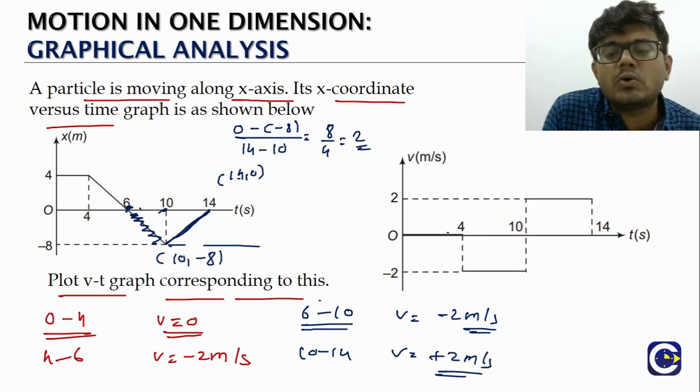Look at this, 0 to 4. It is 0. Then 4 to 10. 4 to 6 also same. 6 to 10 also same. 4 to 10 straight away it is what?